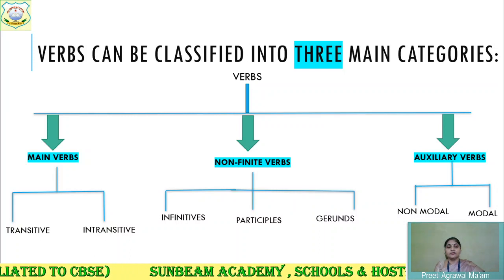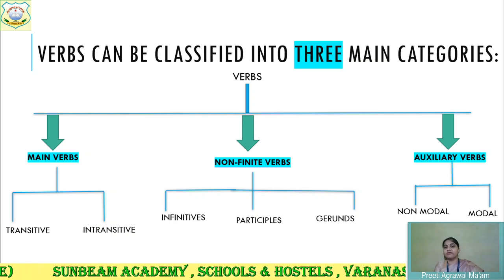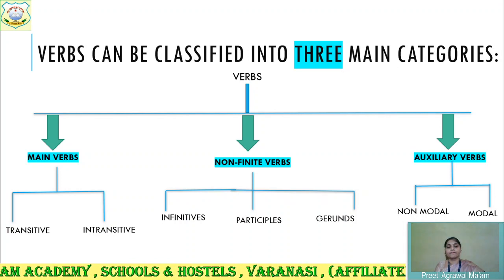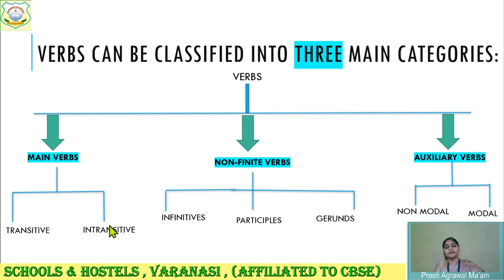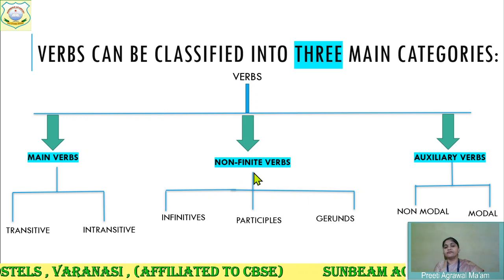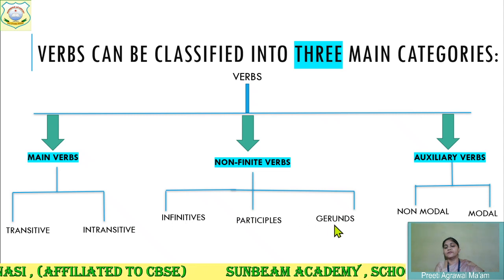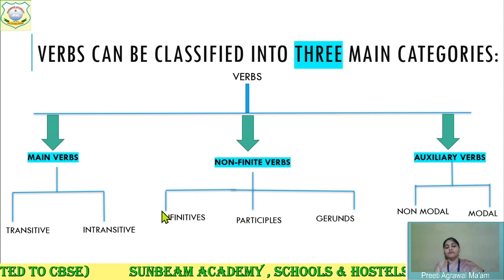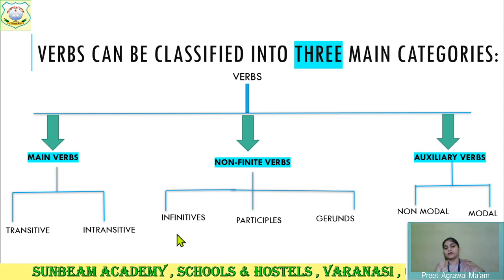It means here also I have used main verb. Ate, ate I have used. So in this main verb, what kind of main verb is here? This is your intransitive. So main verbs can be classified into transitive and intransitive. Now come to the non-finite verb, which is your topic today. Non-finite verbs can be classified into infinitives, participles and gerund, means three kinds are there of non-finite verbs, which we will be going through in detail in this class.